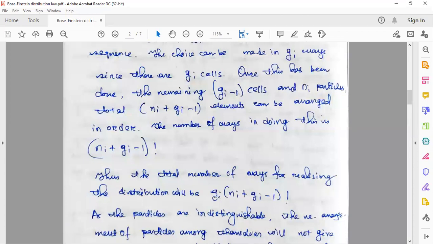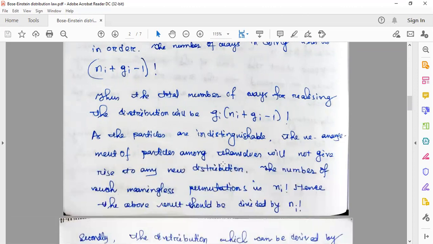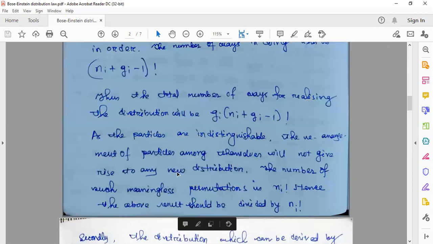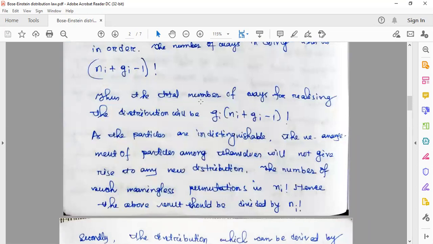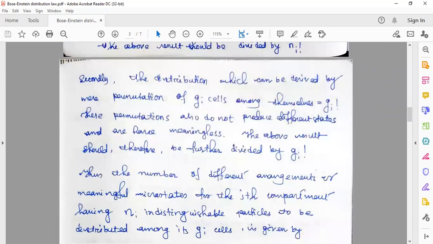So gi multiplied by (ni + gi - 1)!. These are some statistical mathematical rules, so I urge you to remember them. From a physics point of view, it is difficult to explain, but they come from the statistical mechanical point of view.